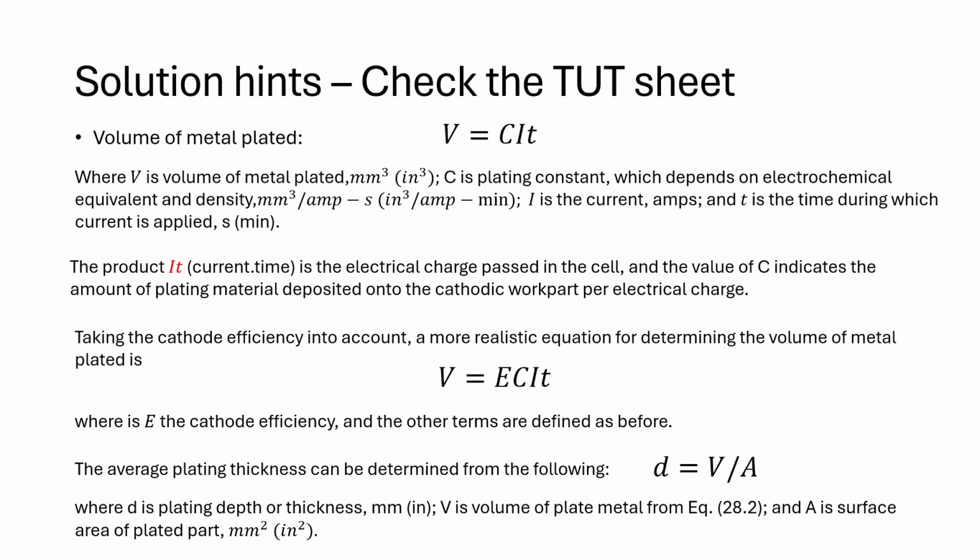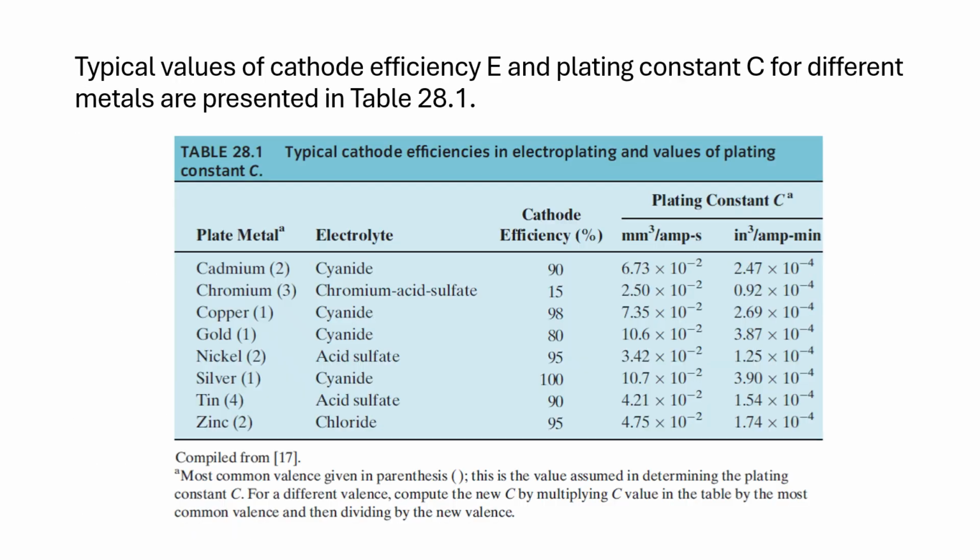Now, to find the value of the E and the C, it depends on what the plating material is and what the electrolyte material is. It doesn't matter what the work part material is. So Table 28.1 can tell us the plate metal, the electrolyte used, the cathode efficiency, and the plating constant, which can be in SI units or in IP units.